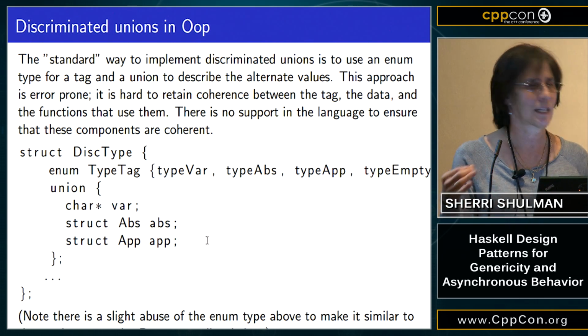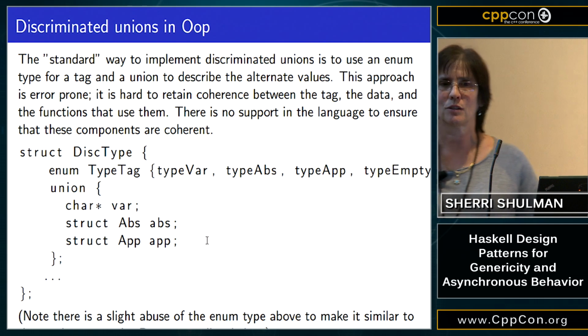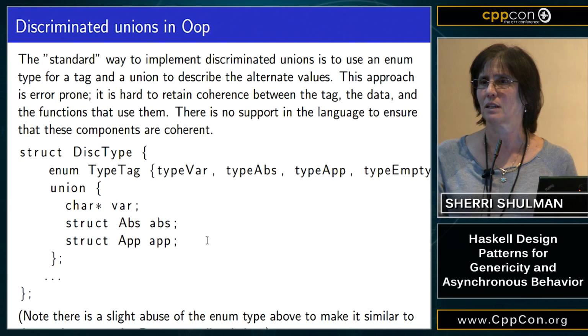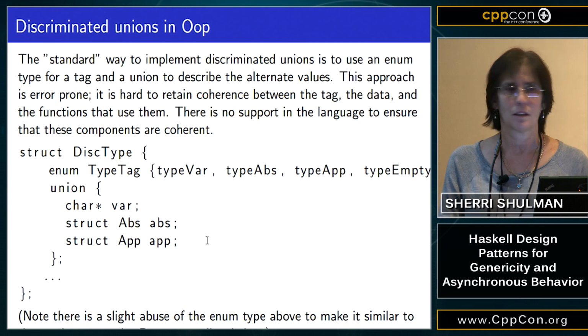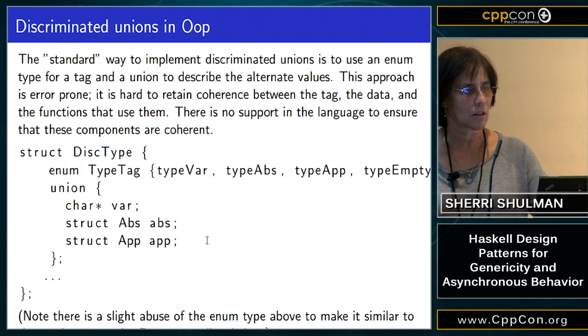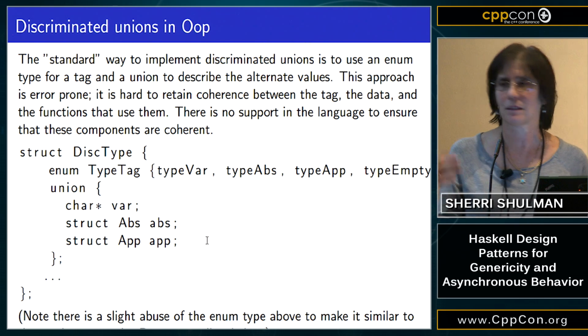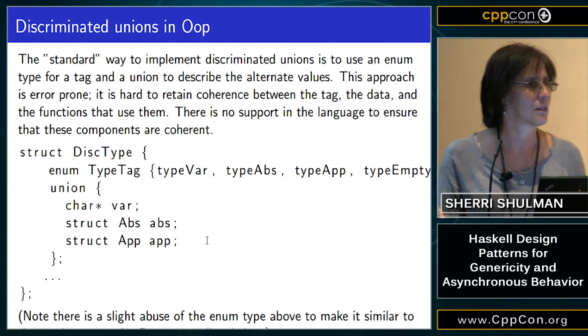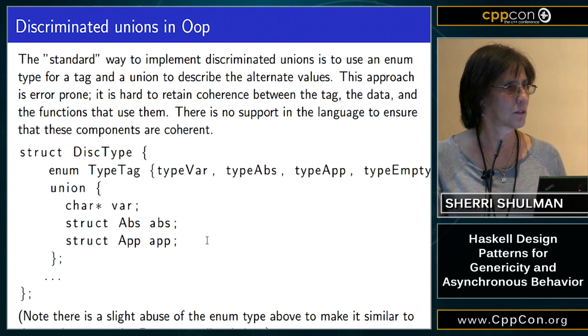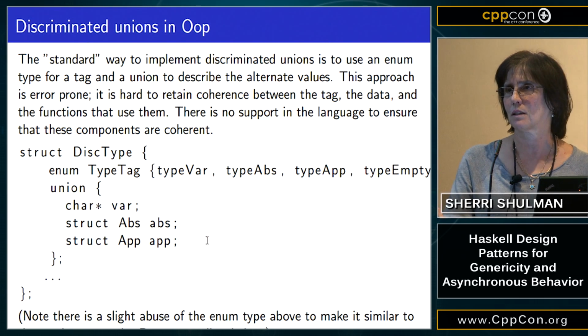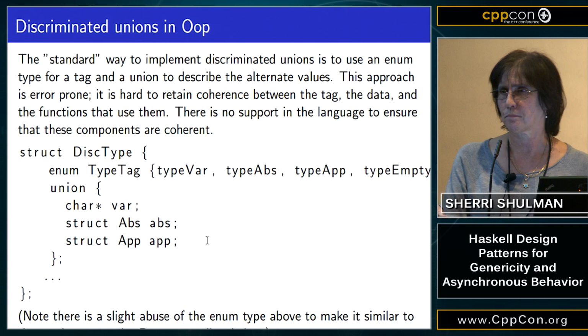So if you think of doing a get or a set, anytime you do a get, you have to make sure that you check the tag appropriately and then access the correct field. So if the tag says that it's an abs, then you're going to look at the abs field. If a tag says it's an app, then you're going to look at the app field. And then when you do a set, when you assign to it, you have to make sure that you assign it correctly. This is very error prone.